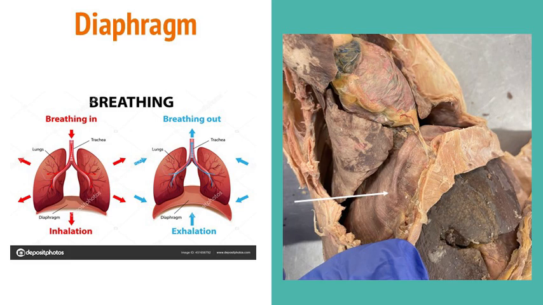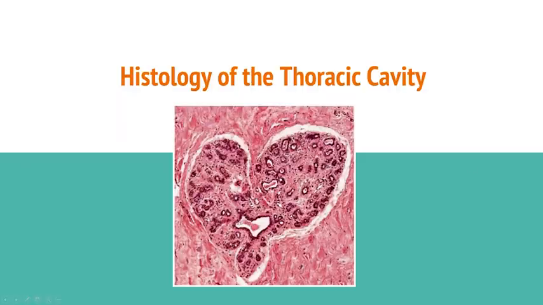Next, we have the diaphragm, which is a large dome-shaped muscle that separates the chest from the abdominal cavity and plays a key role in breathing. When you inhale, the diaphragm contracts and moves downward, which increases the space in your chest cavity and allows your lungs to expand. This contraction also creates a vacuum that pulls air into your lungs. When you exhale, the diaphragm relaxes and returns to its dome shape, forcing air out of your lungs.